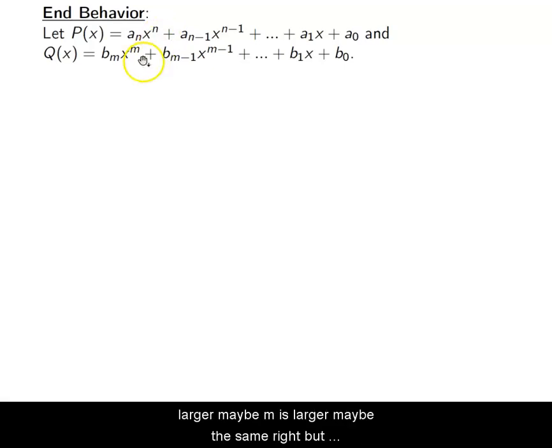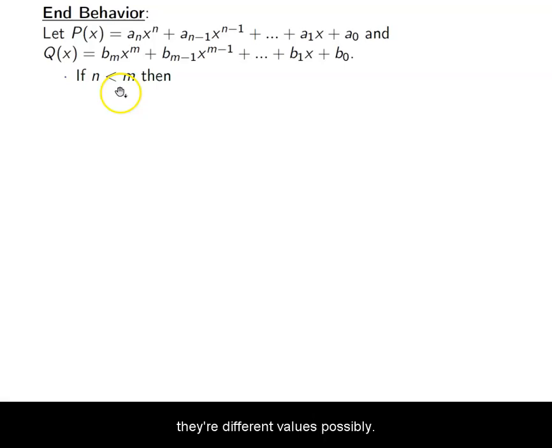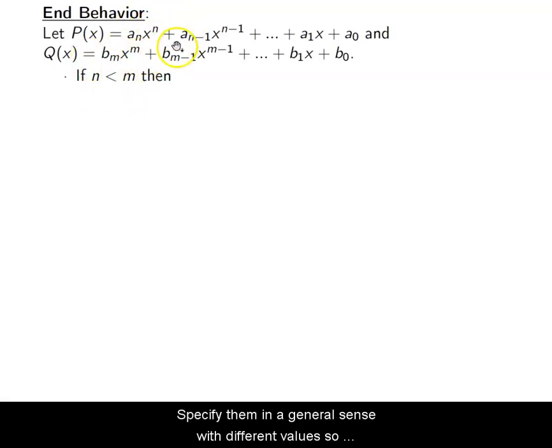Maybe N is larger, maybe M is larger, maybe they're the same, right? But they're different values, possibly, okay? So we have to specify them in a general sense with different values. So we have M and N.